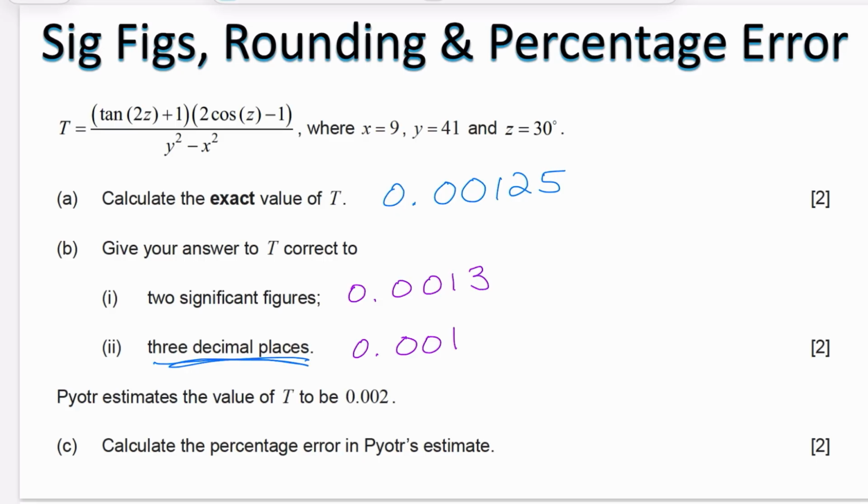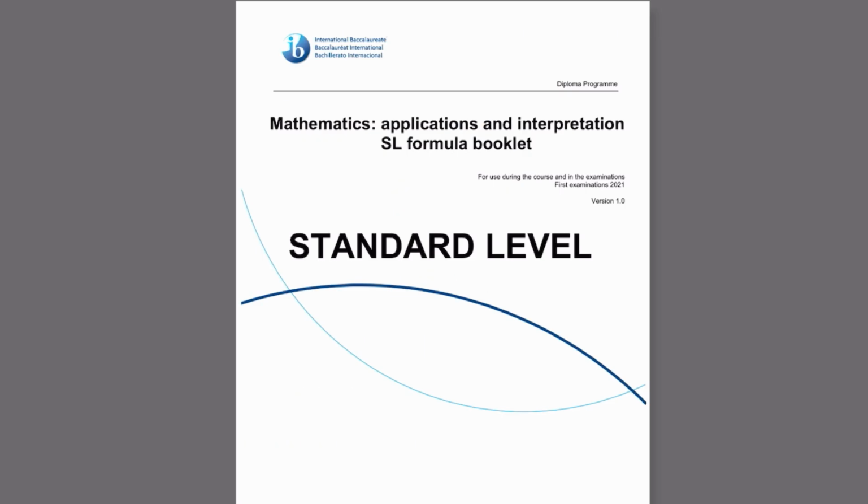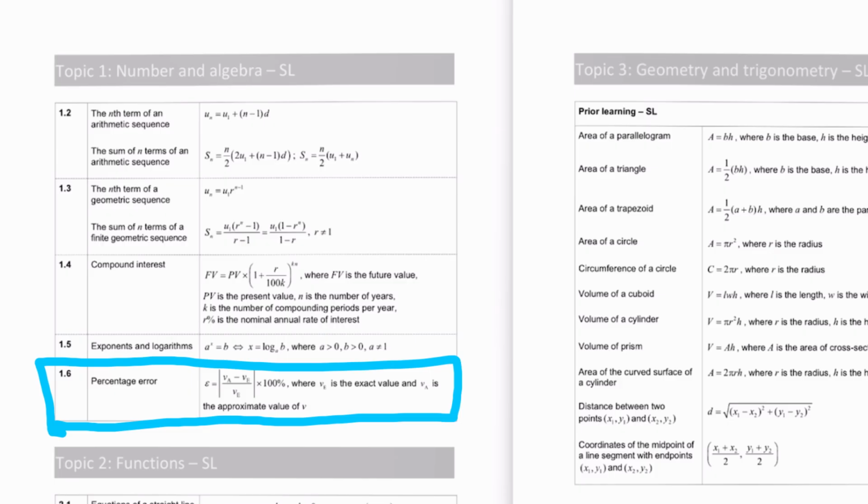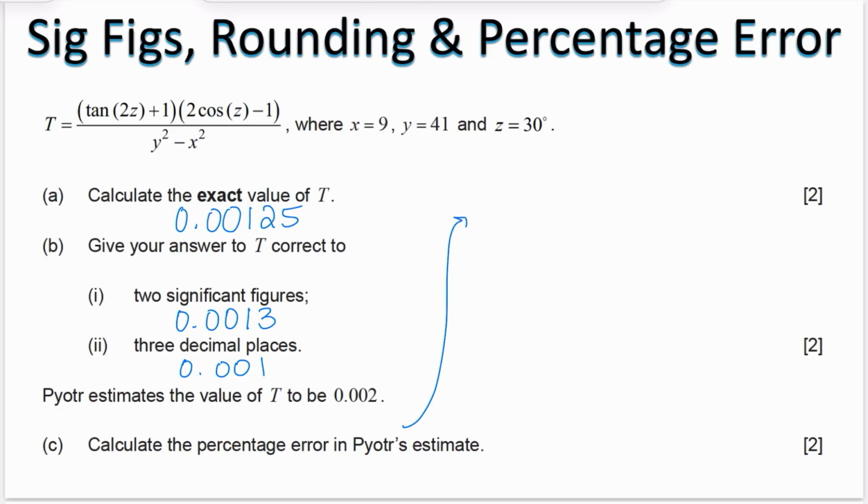Then it says Peter estimates the value of t to be 0.002. Calculate the percentage error in Peter's estimate. The percentage error formula is in the formula packet. It is under topic 1 where it says percentage error. Notice that they tell you VE is the exact value and VA is the approximate value. Make sure that you don't mess those up.